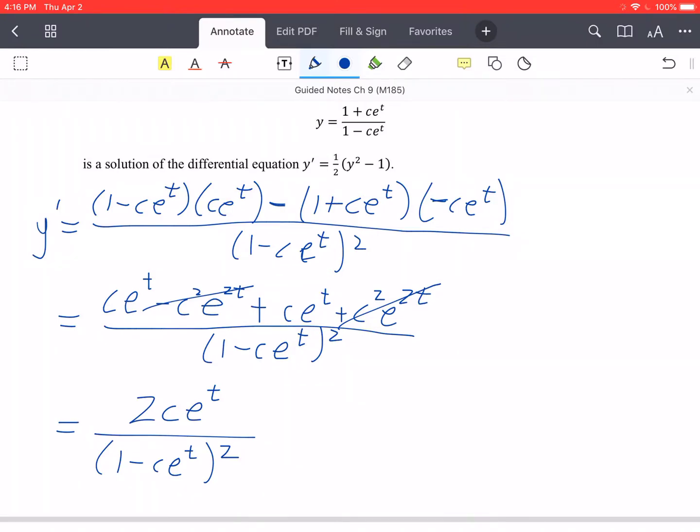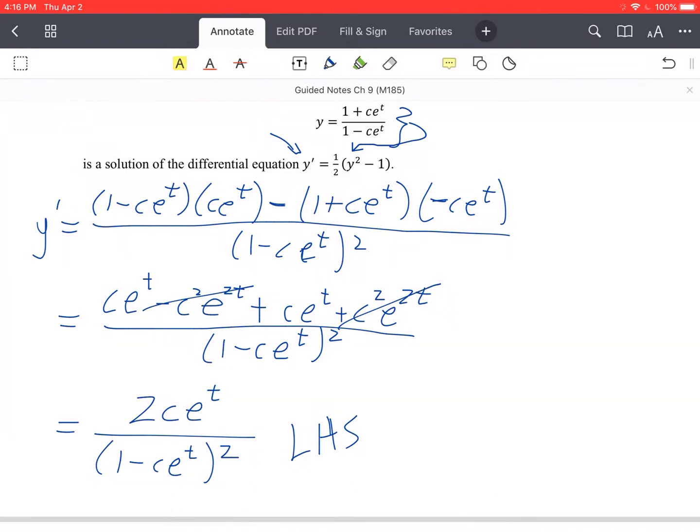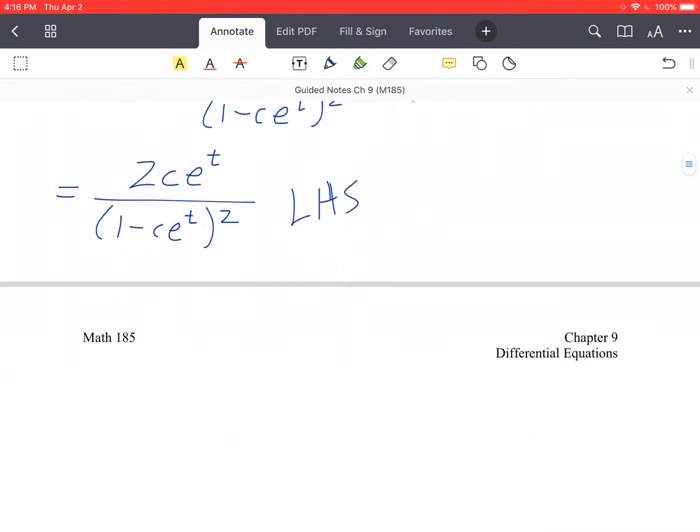That gives us the left-hand side. This is the left-hand side of our differential equation right there. Now let's look at the right-hand side. Let's substitute our function into the right-hand side, so into the value for y. I'm going to do that at the top of the next page. I left some more blank space up there for you guys.